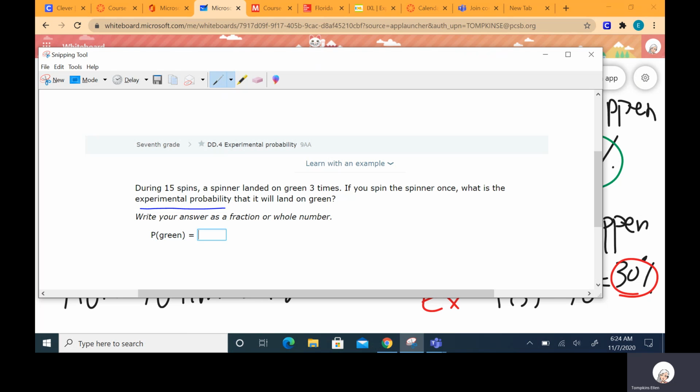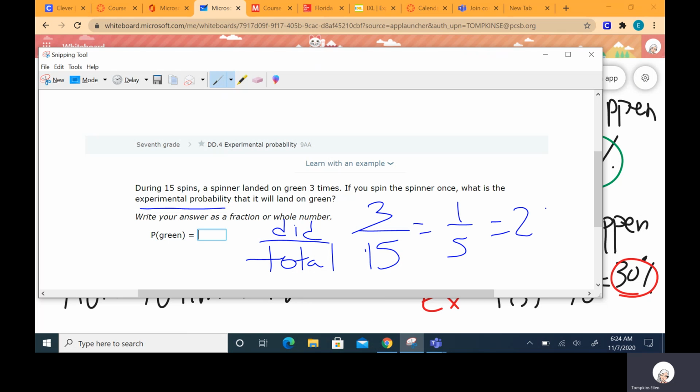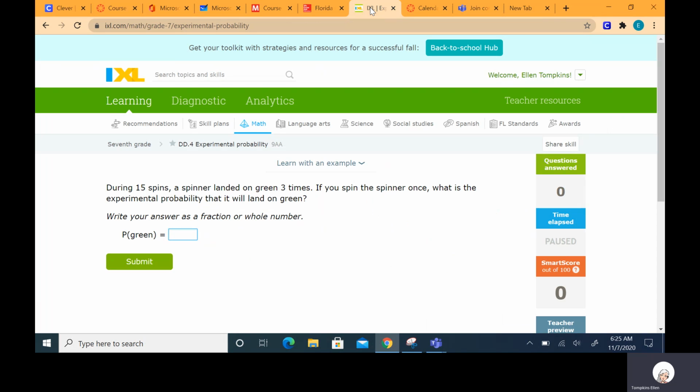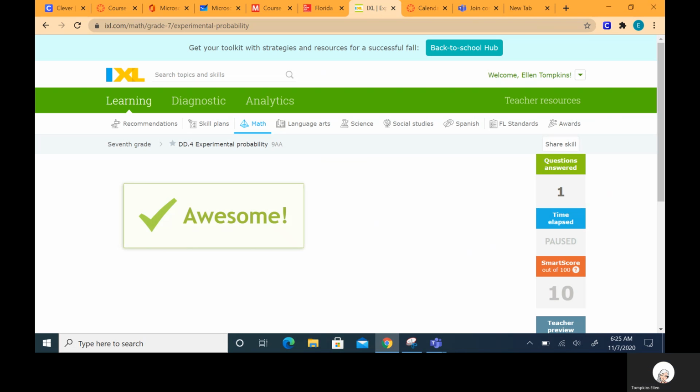Well, I had 15, that's the total possibilities of what actually did happen, over the 3 that actually did occur. And that's going to be 1/5 or 20%. So that's the experimental probability. And oops, if I go over here, write it as a fraction, 1/. There you go.